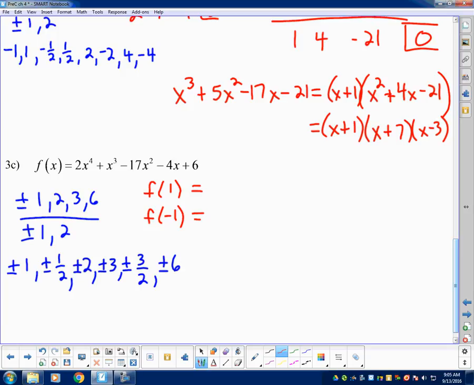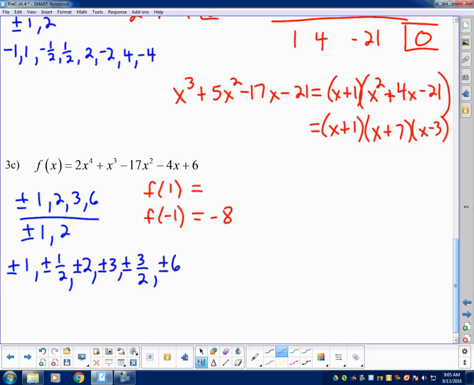Good. So f of 1 row, f of negative 1 row. Did you guys get it? It doesn't work. What'd you get for f of negative 1? I got negative 8. Did you both get negative 8? Did you do f of 1 row? You got 0? Anybody else in the row get 0?